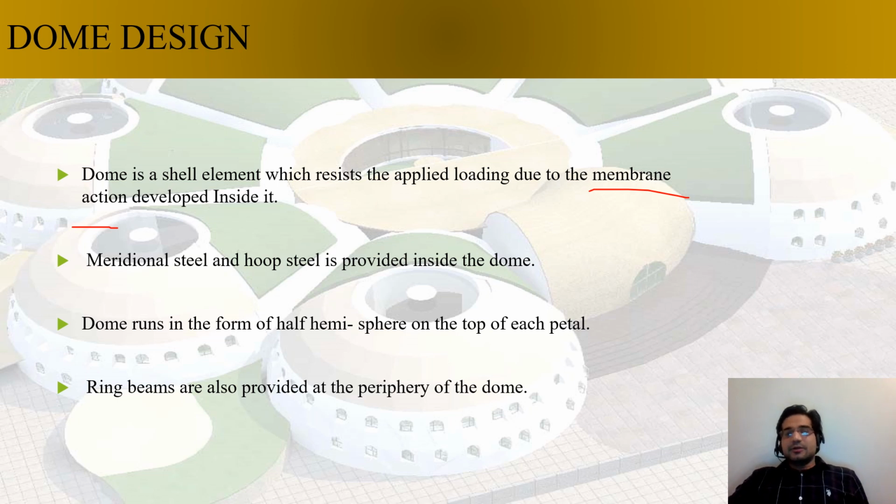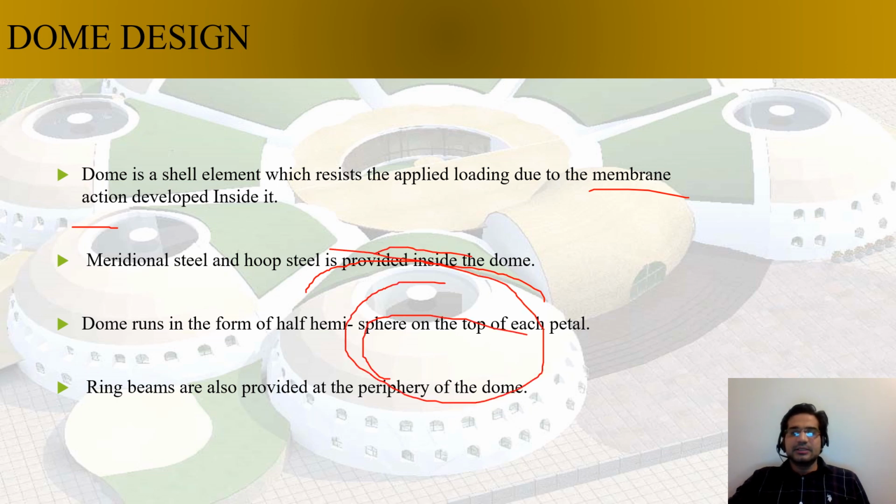Meridional steel and hoop steel is provided in the domes, and each dome runs in the form of a half hemisphere on the top of each petal. So you can see in the photo in the background, these are the domes running here. These things are basically the domes, and ring beams are provided at the periphery of the dome. Ring beams are basically those which try to restrict the axial stresses developed due to the membrane action.